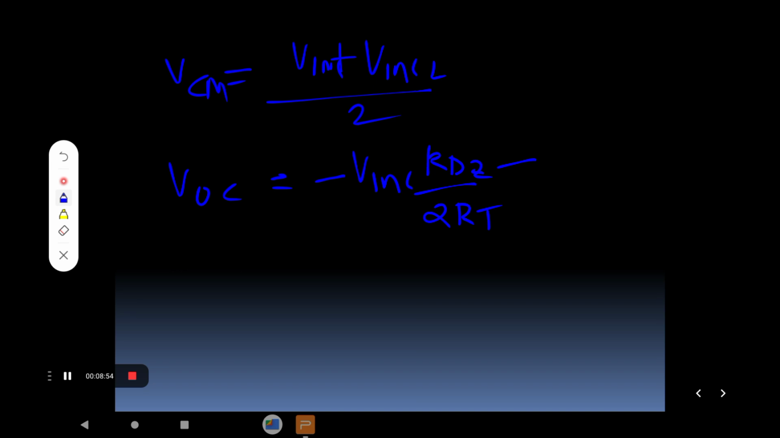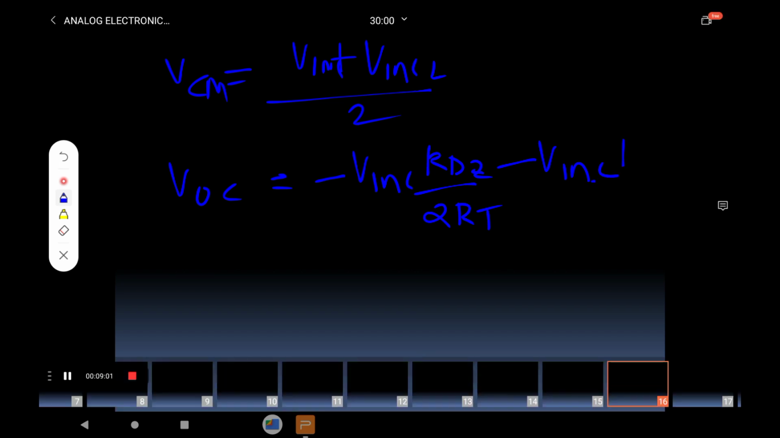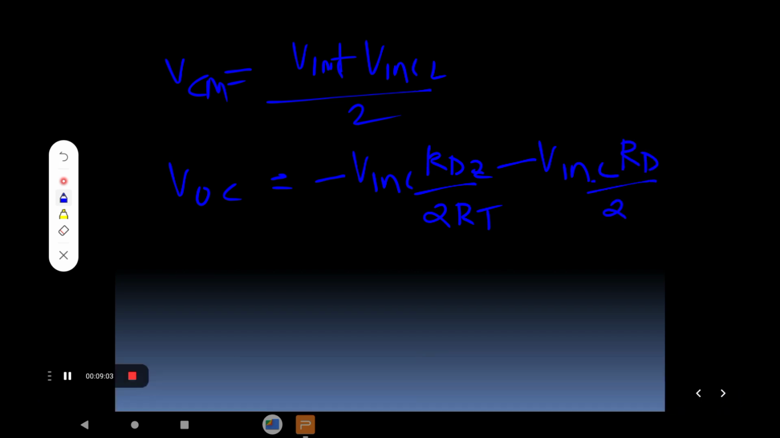VNC2. VNC2 is also a negative value, therefore minus VNC into RD by 2RT. 2RT, actually not RD, it is 2RT by 2. So both values are the same. Therefore the average of that value gets cancelled, and you will get only the term in terms of Vin, which is a common value.